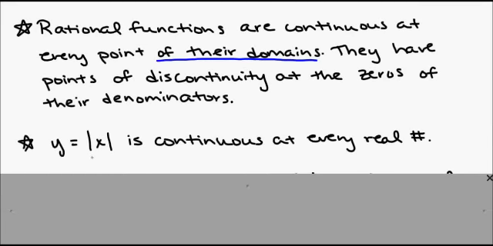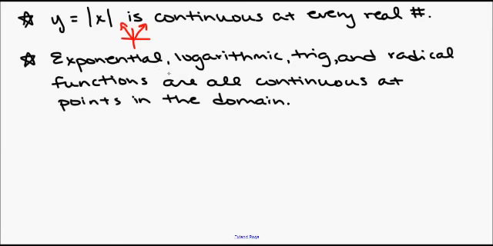Y equals the absolute value of x is continuous at every real number. Remember, this is your V-shaped graph. You can definitely draw that without picking up your pencil. What else? Exponential, logarithmic, trig, and radical functions are all continuous at points in their domains.